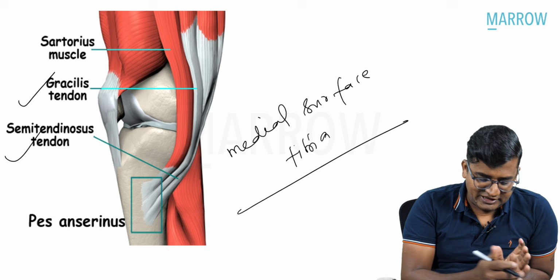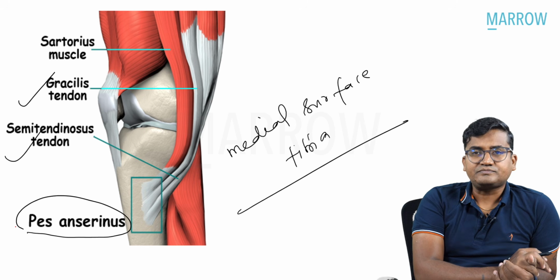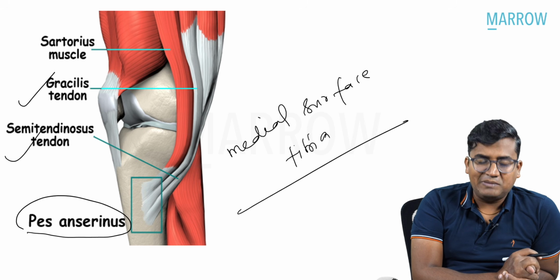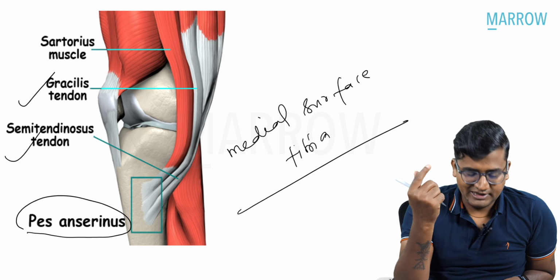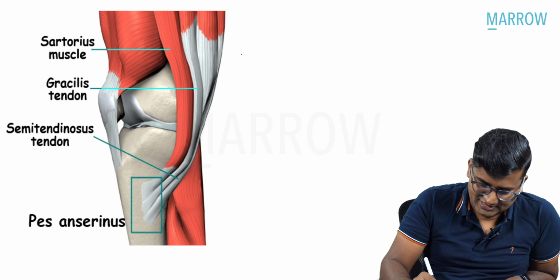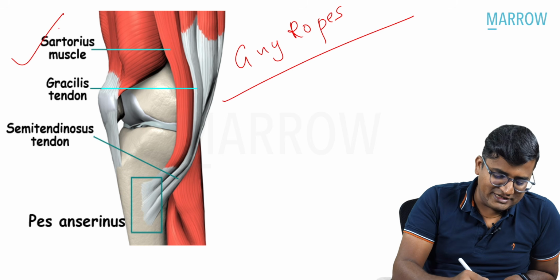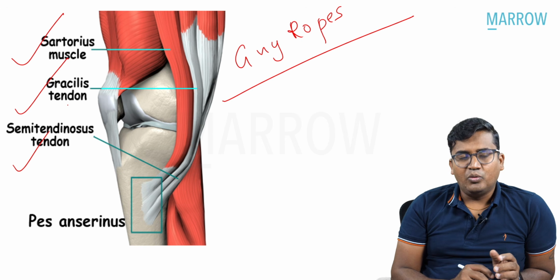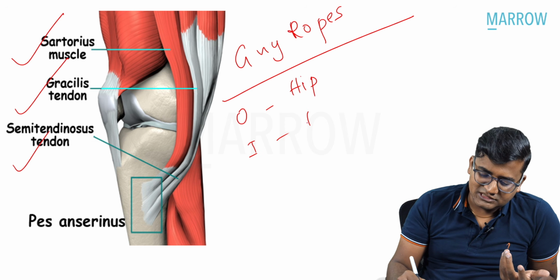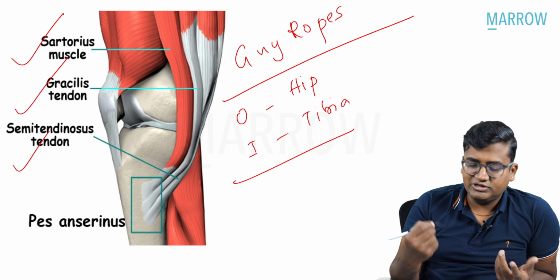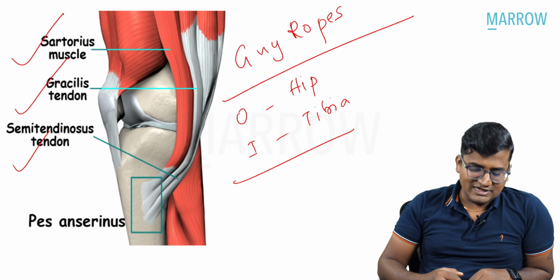Now this attachment on the tibia is called pes anserinus. Pes anserinus is formed by 3 muscles: sartorius, gracilis and semitendinosus. Clear? Now these 3 muscles are also called guy rope muscles: sartorius, gracilis and semitendinosus. Why are they called guy rope muscles? Because these muscles take origin from hip bone and they are inserted to tibia. So they tie the hip bone to the tibia. So they are called guy rope muscles.